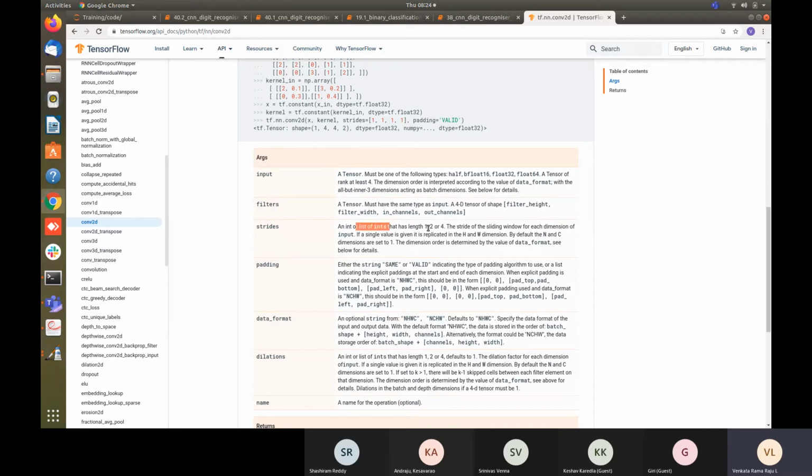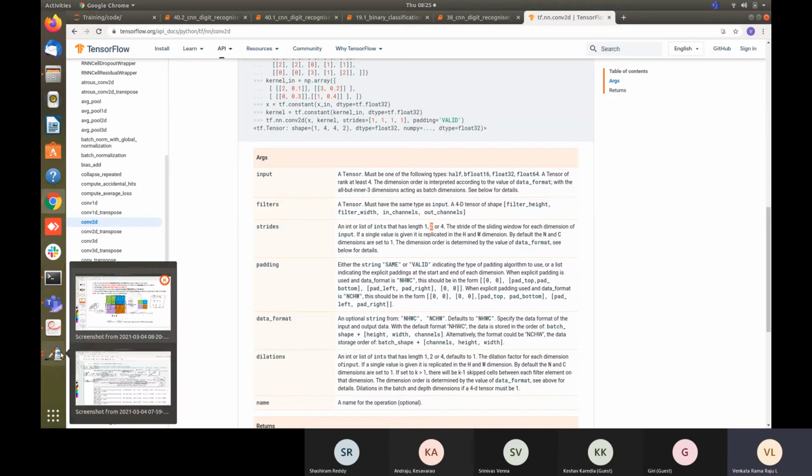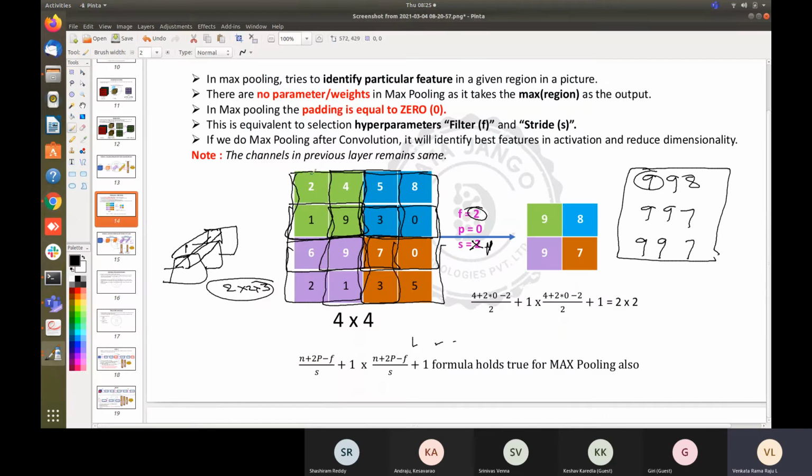A list of ints that has the length 1, 2, or 4. Right? 1 means the same stride for all. 2 means rows and columns. Two values if you pass: for rows, how much stride you should do, and for columns, how much stride you should do. Right? When you are striding, there are two directions, this direction and this direction, and how much you should stride in each direction.